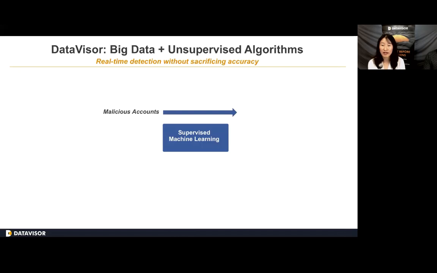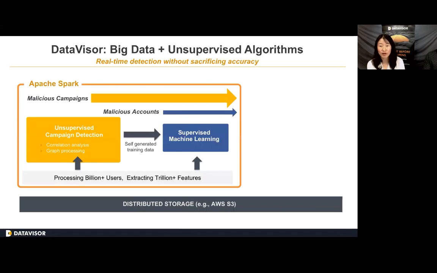Now we look at how DataVisor's unsupervised detection architecture works. A very familiar model for attack detection is using supervised machine learning to output the individual bad account. We support that as well. But on top of that, we use Apache Spark to implement unsupervised campaign detection that detects malicious campaigns from the raw data. The output of it can directly be used for blocking attacks.